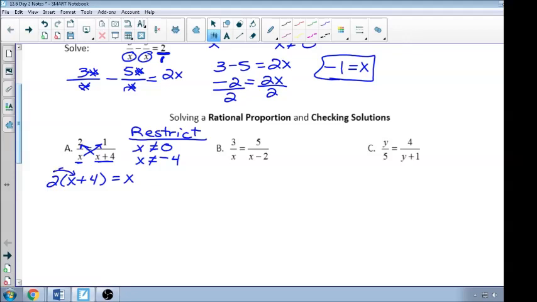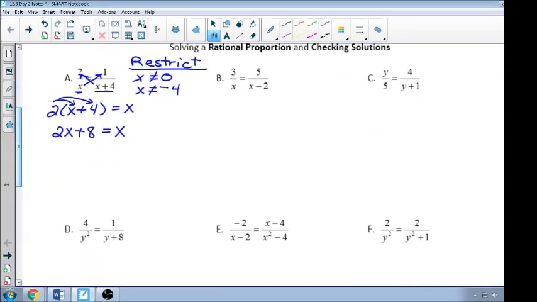Need to go ahead and distribute. Give me 2x plus 8 equals x. Now usually I want to move the smaller x, but if I do that, it's actually going to create an extra step for me. So in this case, I'm going to subtract the 2x to get the x's on one side and the number on the other. x minus 2x is negative x. Divide by negative 1. And negative 8 equals x.